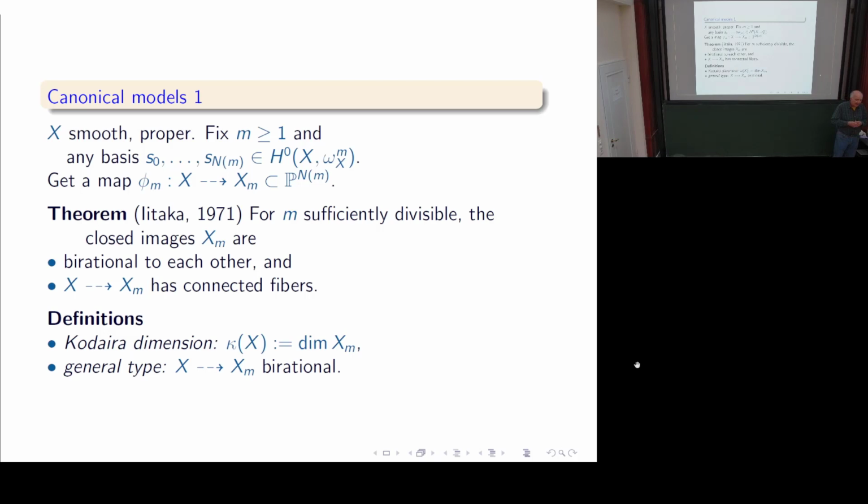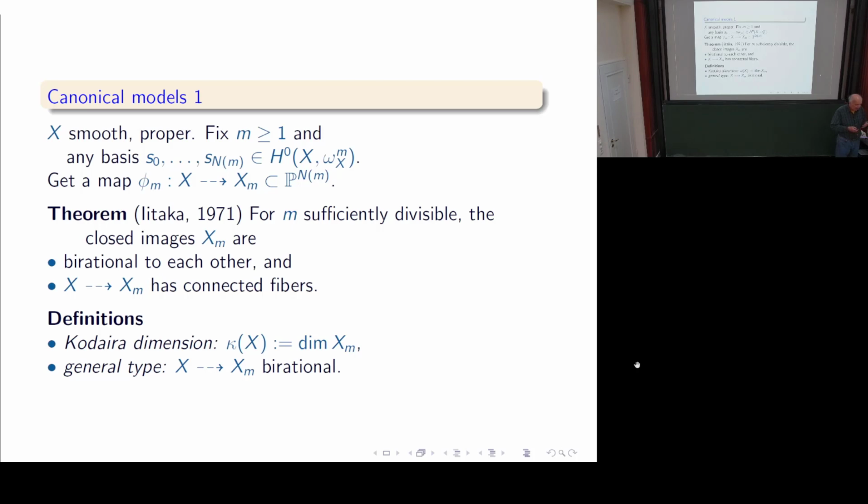But at least this allowed him to define the Kodaira dimension, so that's the dimension of the image. And the variety is of general type if this map is birational.